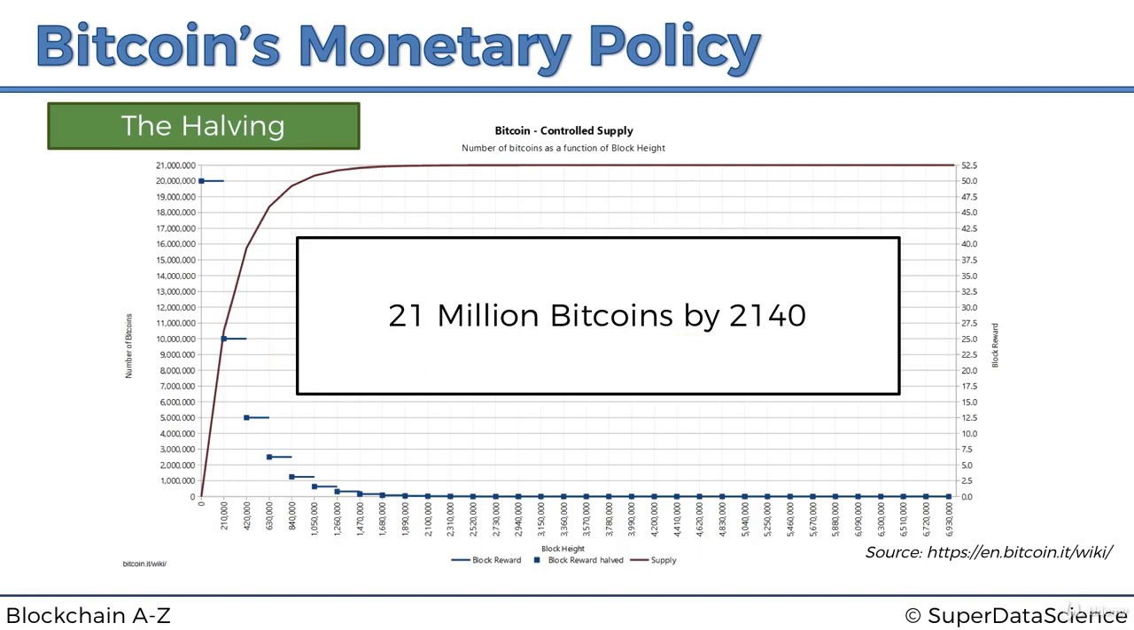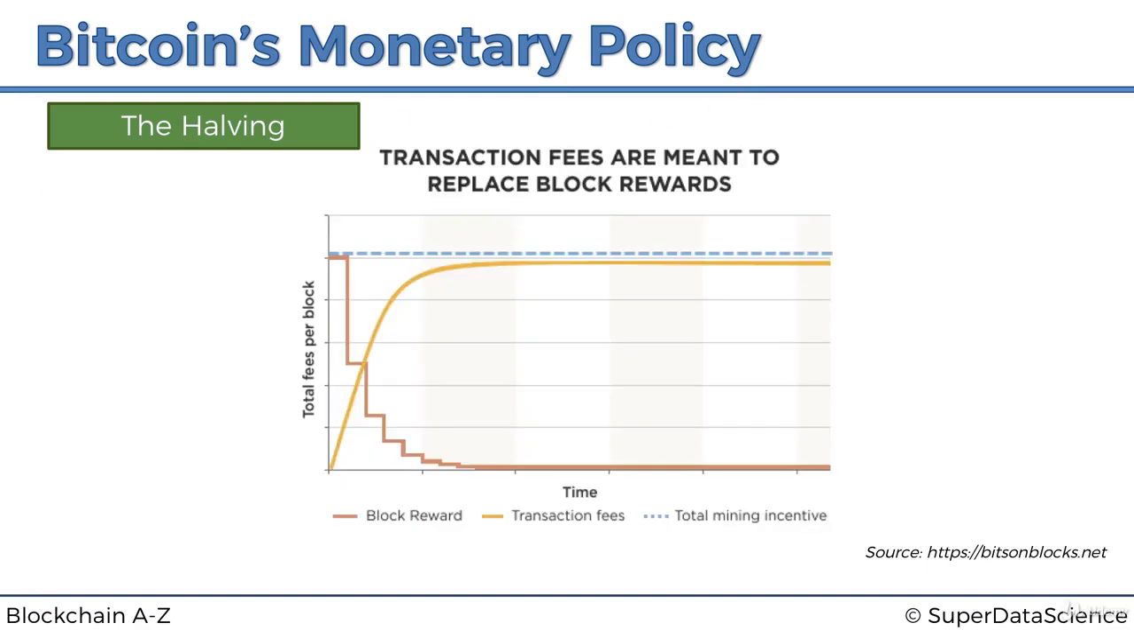And so there's actually an interesting chart. Actually, first I wanted to mention this. This is a different chart. So here you can see the red line is the block reward. As you can see, it's been halved every 4 years, it's going down.